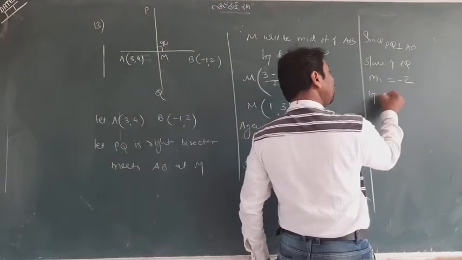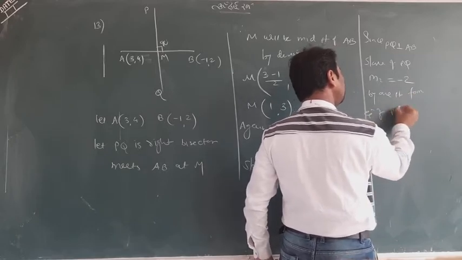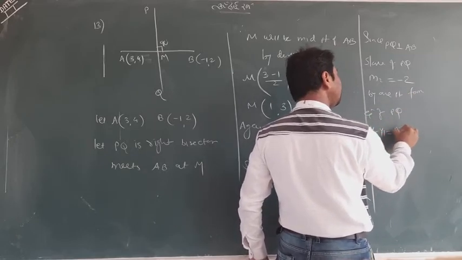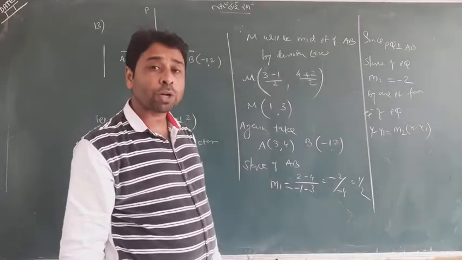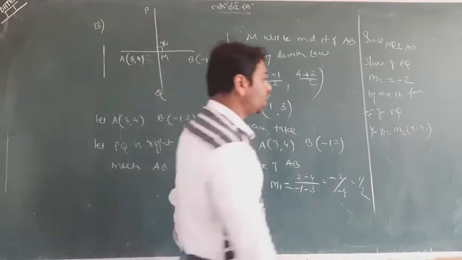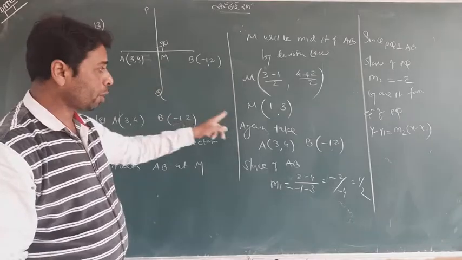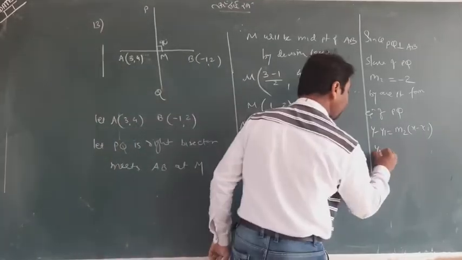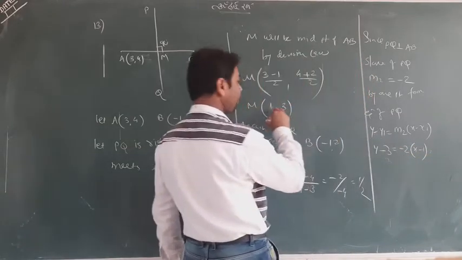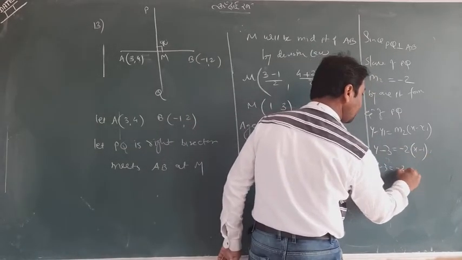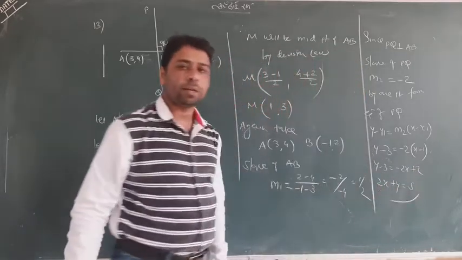So by one point form, what is the equation of PQ? The formula is y minus y1 equals m times x minus x1. You can understand that I wrote m2 because I took m2 as the slope of PQ. Now y1, x1, by which it was passing, it is passing through M. So we have M as 1, 3. So put here y minus 3 equals m2, which is -2, times x minus 1. So we have the answer y minus 3 equals minus 2x plus 2. So 2x plus y equals 5. That's the answer.